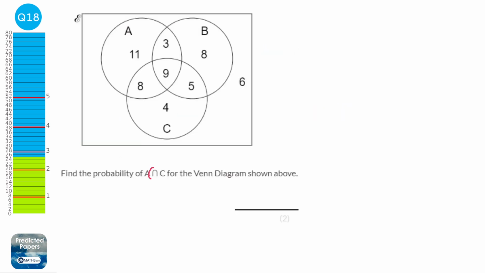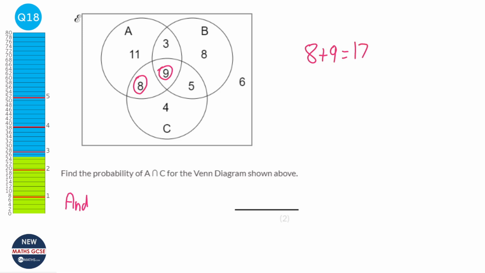So the symbol here basically means "and". The way I remember it is if you draw that symbol and just put a line through it, you can make the word "and". So we're looking at the probability of getting something that is in A and C. So the only ones that are in A and C are this 8 and this 9 here. So we're going to just add the 8 and the 9 together, which gives us 17.